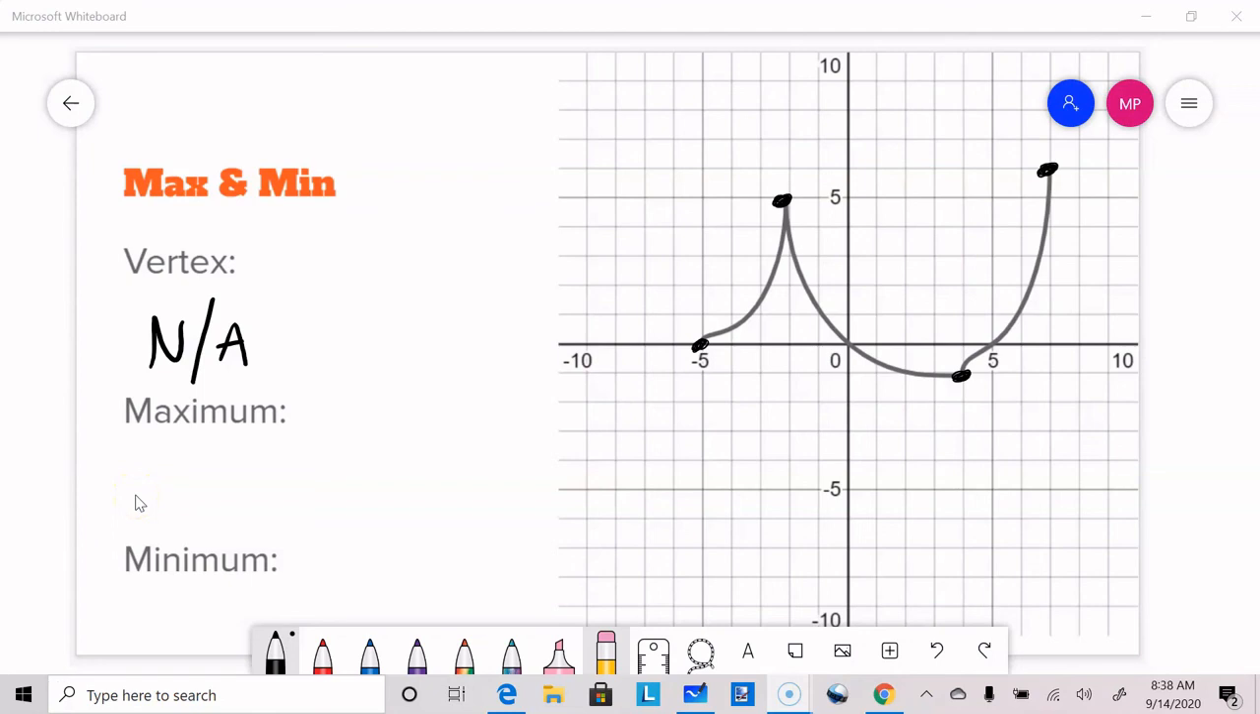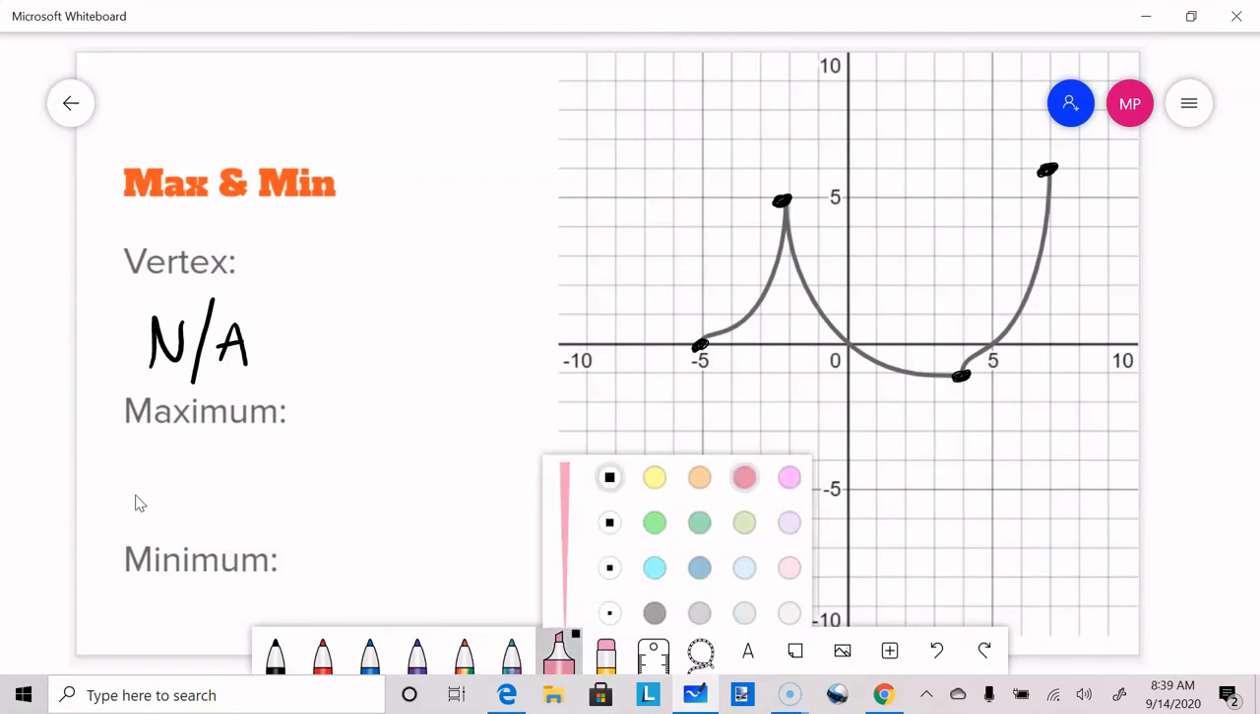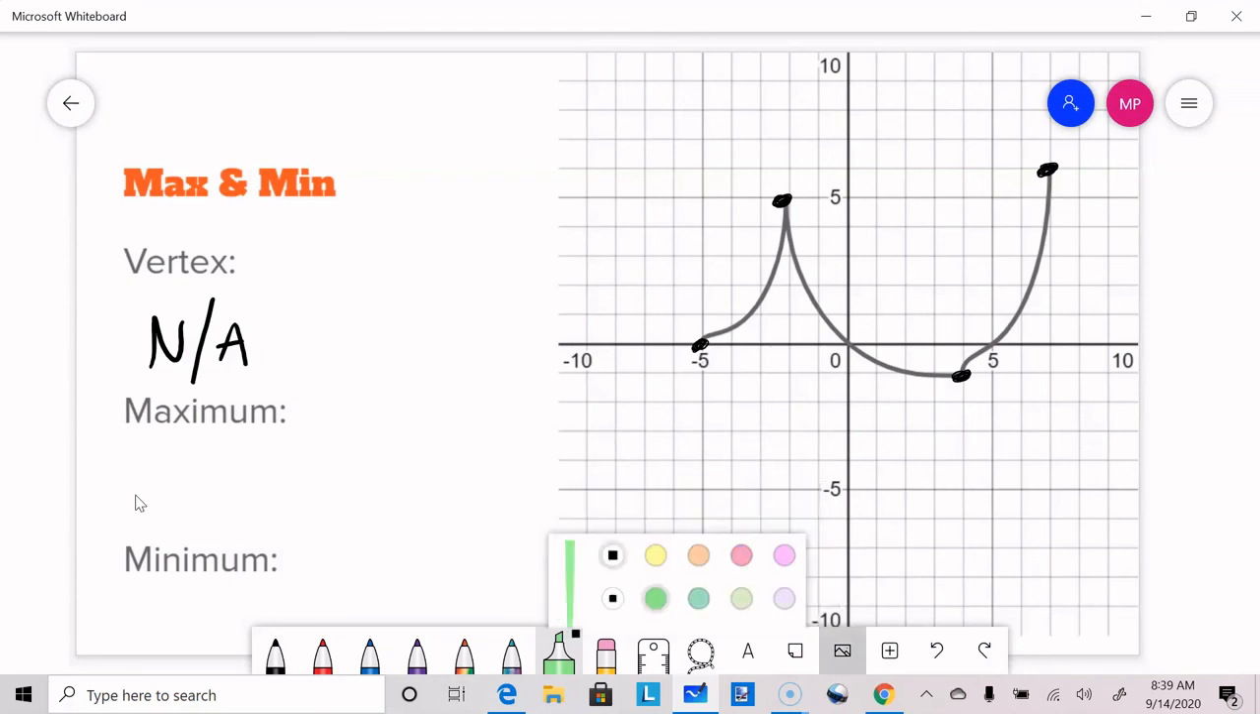Well, that's better. So we're going to finish out this problem. We have our maximum and minimum. So remember, maximum is the highest value, the highest point of the graph, and minimum is always the lowest point of the graph. And we're usually only looking at highest and lowest as it relates to the y-axis.